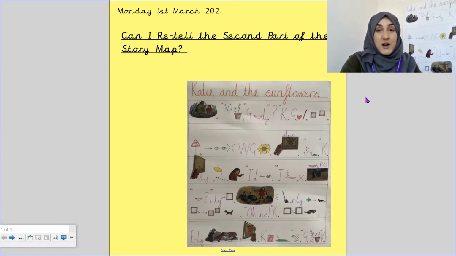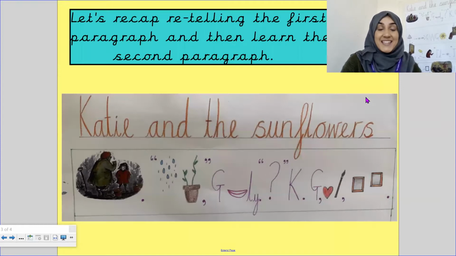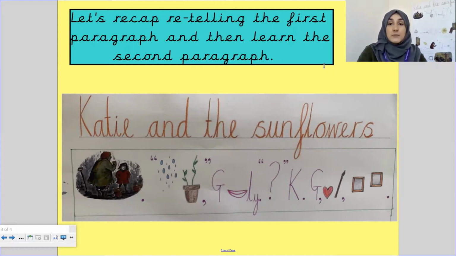Today is the 1st of March 2021. Our learning objective is, can I retell the second part of the story map? For this lesson you will need magnets and good listening ears. You do not need a pen or paper or whiteboard pen for this lesson. We are going to start by retelling the first part of our story map. We had a go at writing it yesterday, so we should be experts. So let's stop share and let's begin.